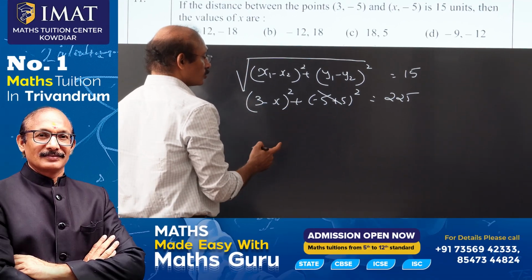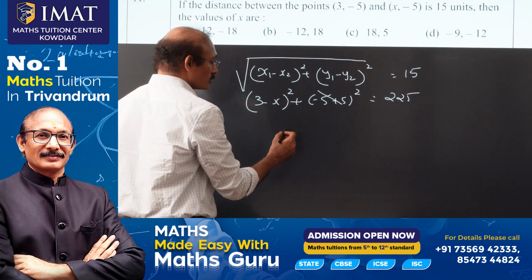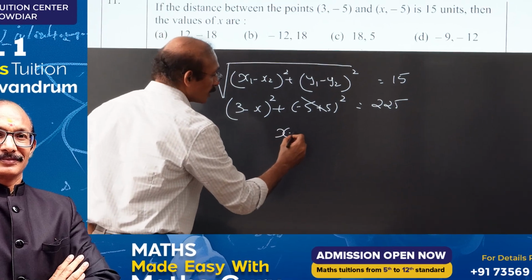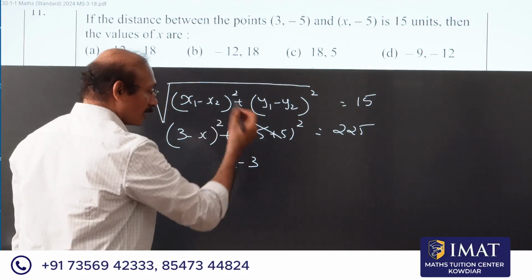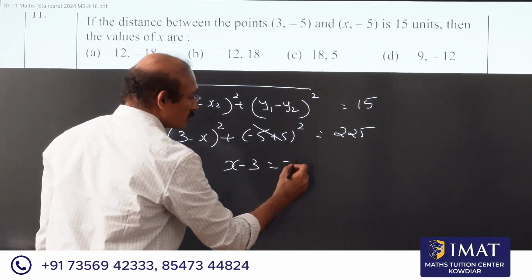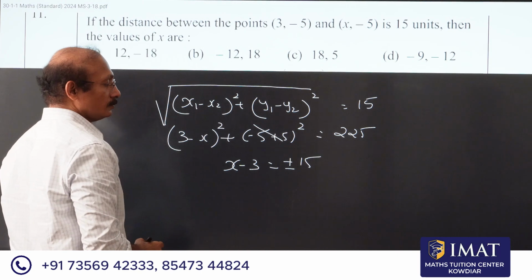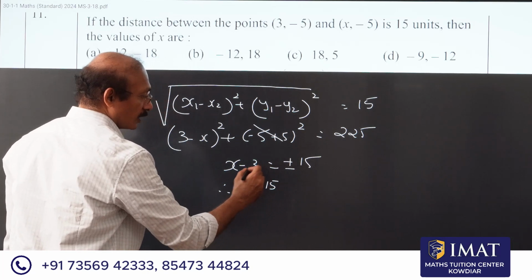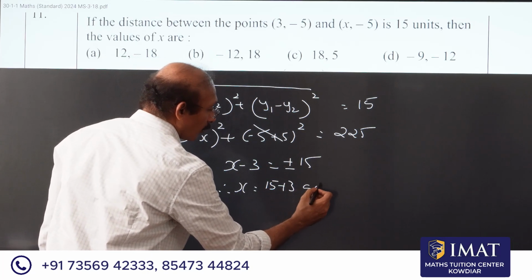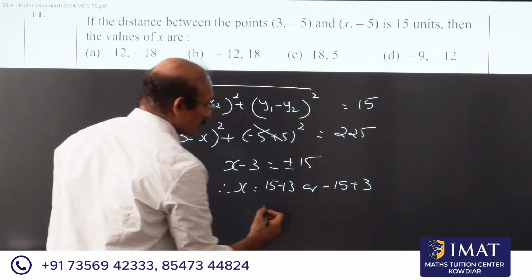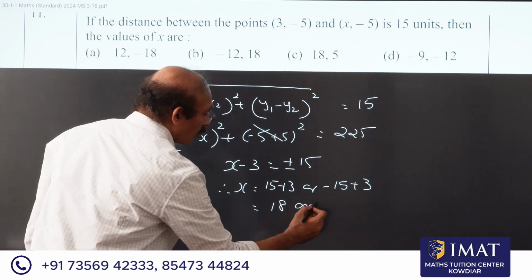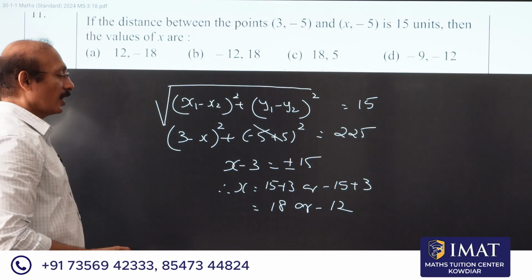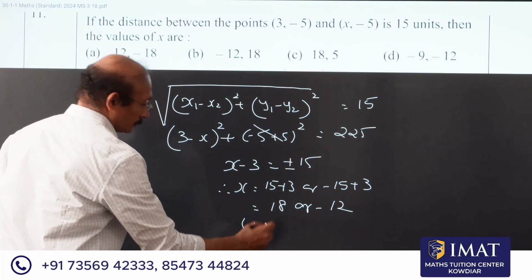Taking square roots on both sides rather than expanding, take square roots on both sides. I can write this as (3 - x) the whole square or (x - 3) the whole square. So (x - 3) the whole square, and taking the root of it is x - 3, which is equal to plus or minus 15. So therefore x is equal to 15 plus 3 or -15 plus 3. So the answer is either 18 or -12. So the answer is B, 18 or -12.